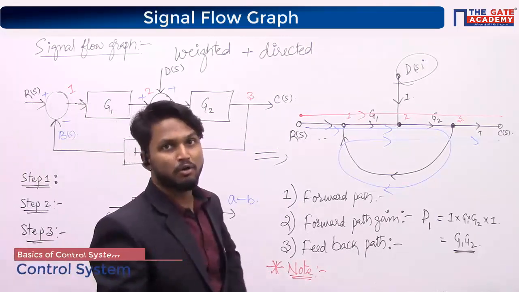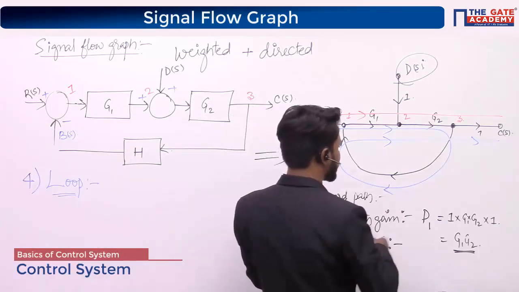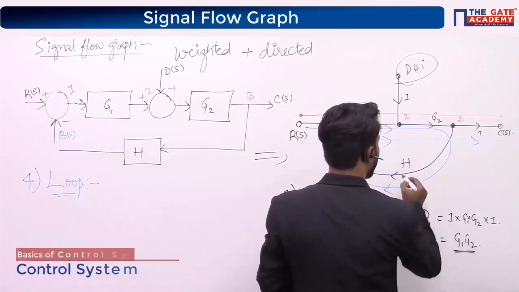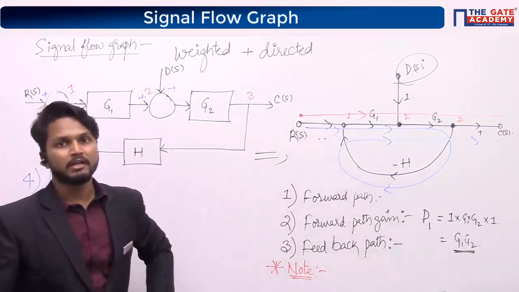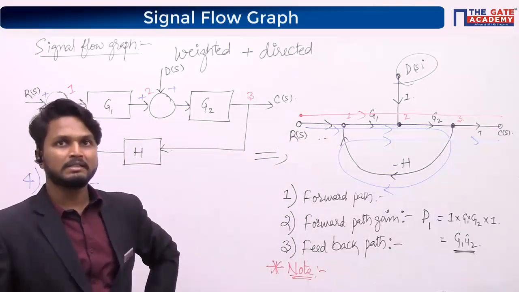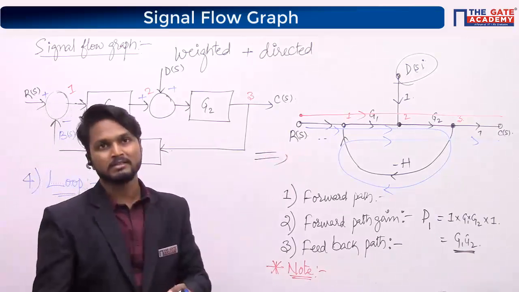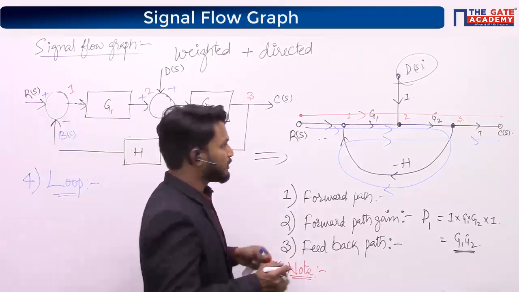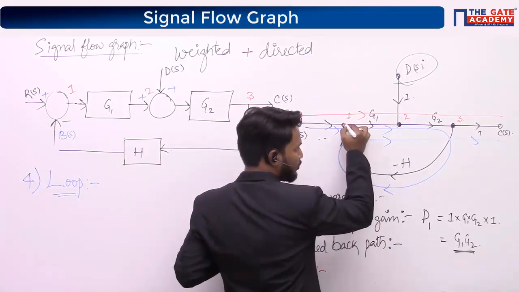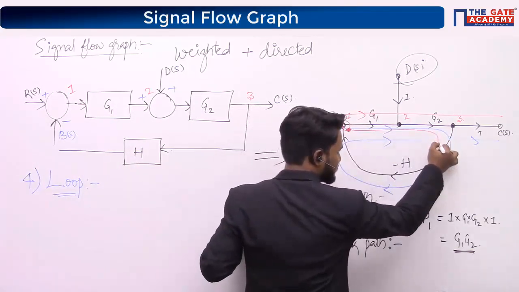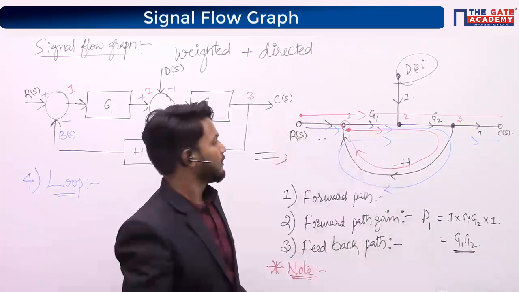Take down the definition of loop. The next one is loop. Path starting at a node and ending at the same node, such that no node is repeated more than once. That is what is called a loop, right? So you can say this path starting at this particular node and traveling like this and coming back to the same node, this is a loop, right?